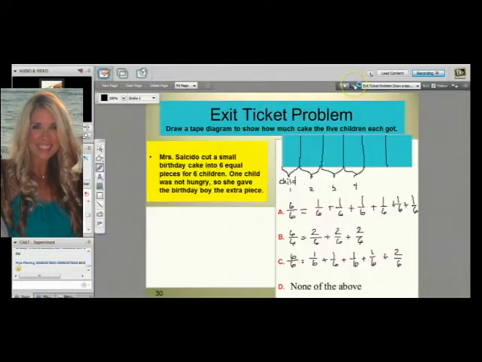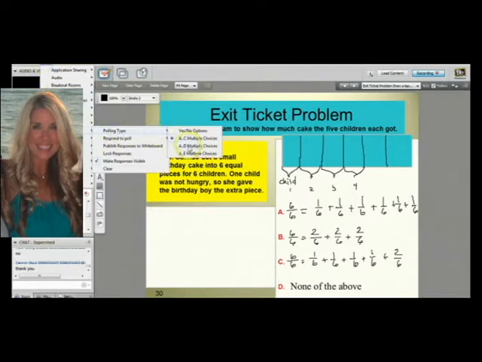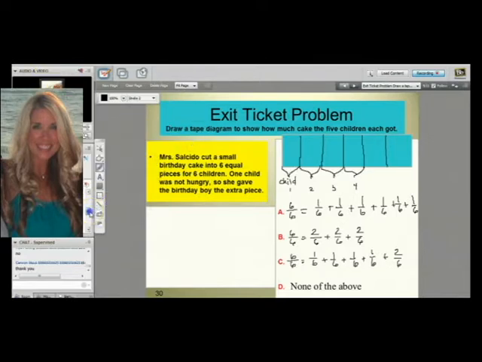Awesome. Okay, so let's look right here. Here's your exit ticket for today. I need everyone polling their response to me. Let me change the polling tools really quickly to a D. Look right here. I need a reader this morning. Who can read this problem for me? Claire, go ahead and read the problem real fast. Mr. Salcedo cut a small birthday cake in 6 equal pieces for 6 children. One child got hungry, so she gave the birthday boy the extra piece.